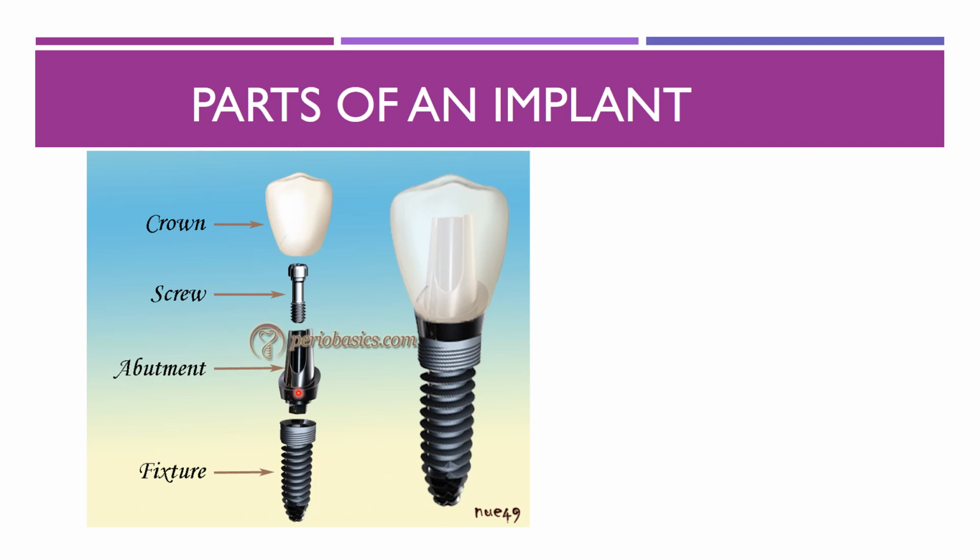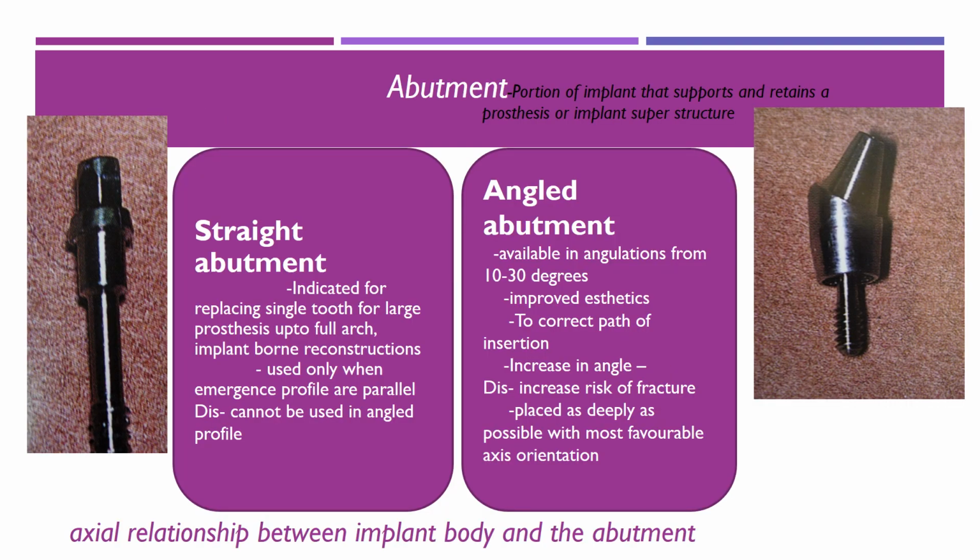Whereas this abutment, there is a portion that serves to support or retain the prosthesis. So it can be of different types. It can be of screw type, cement type, or attachment device. Okay. So coming to different parts of abutment. So now we studied what is an abutment. So there is a portion of the implant that supports and retains a prosthesis or implant superstructure.